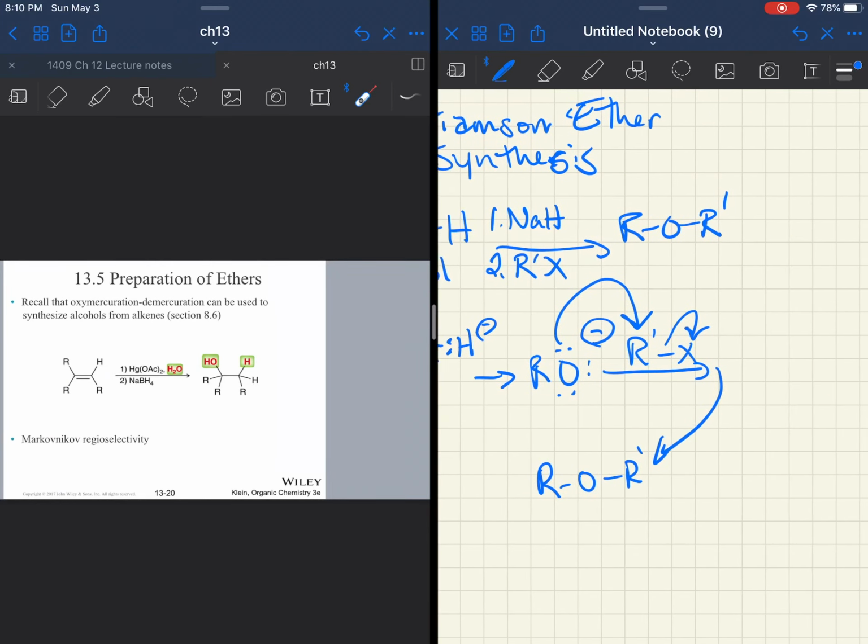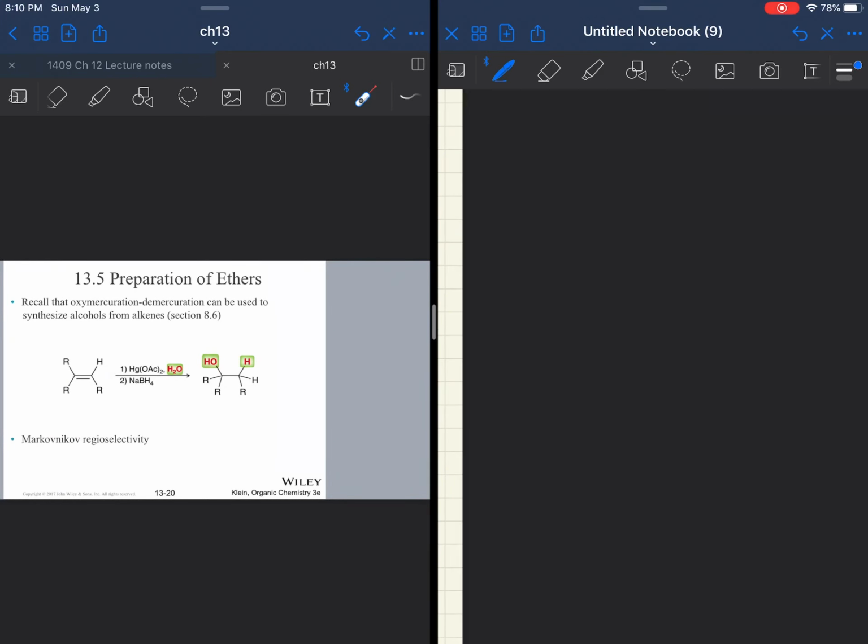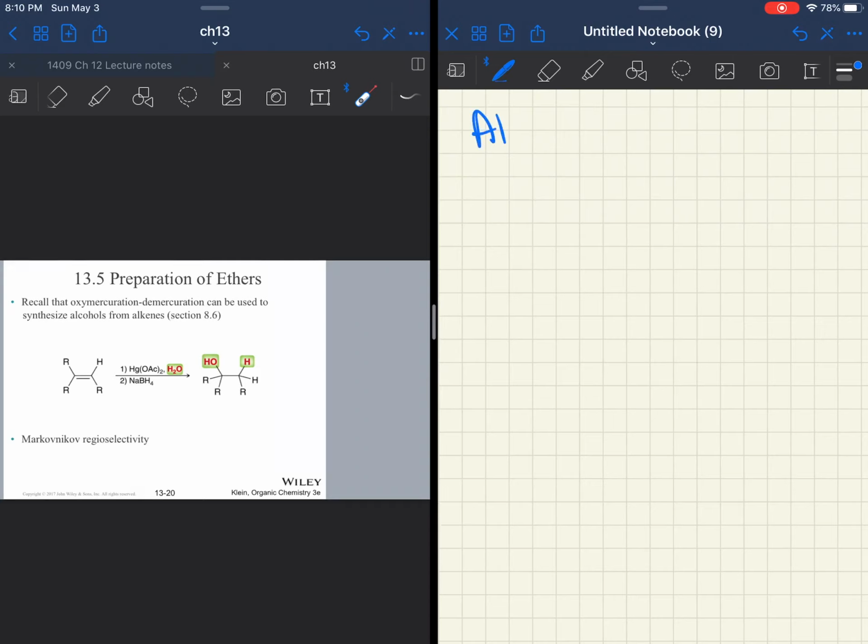Now, this is another one that is a little bit new and a little bit old. This is alkoxymercuration-demercuration. So you know this reaction already, and you do need to be able to predict products with proper regiochemistry, but you do not need to know the mechanism. You already know oxymercuration-demercuration that adds water across a double bond using mercury acetate and water followed by sodium borohydride.